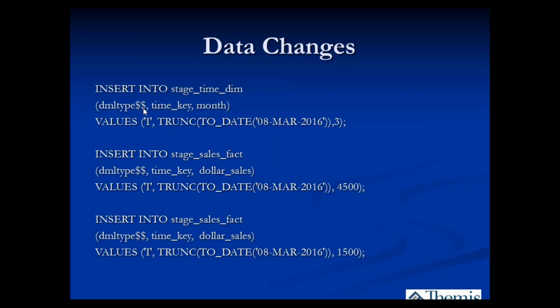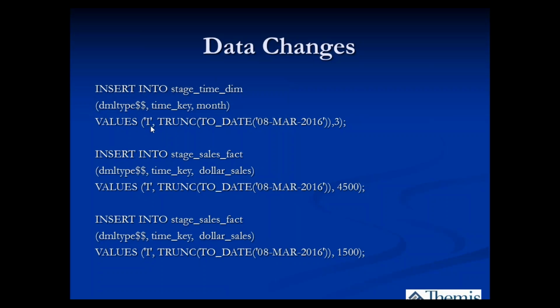So here I'm just doing 3 inserts. Notice here in my values clause I have an I. Okay, so I'm just doing an insert. If you were doing a delete, it would be a D. An update is a UO or a UN. They have an update old and an update new type of thing there, but you can do an update with a U with an O or an N. So we just tell it what the action is, and then we put the actual data here.